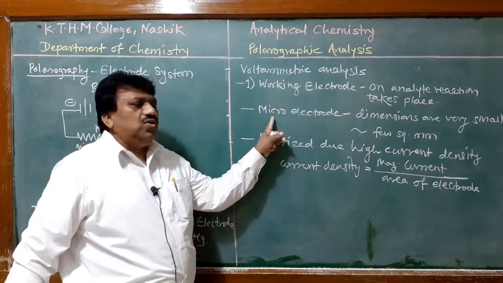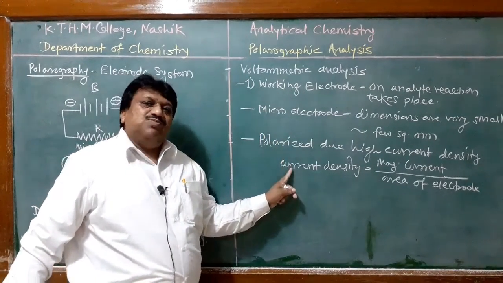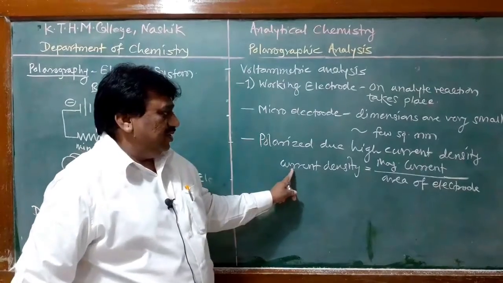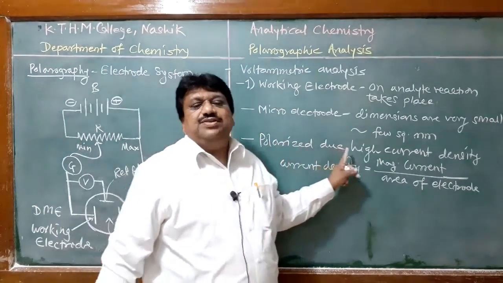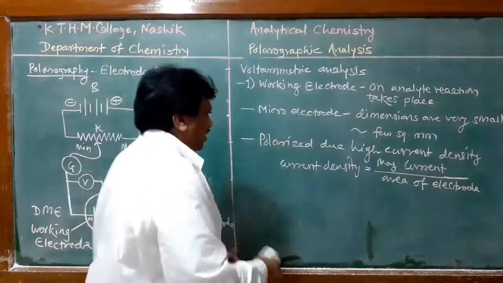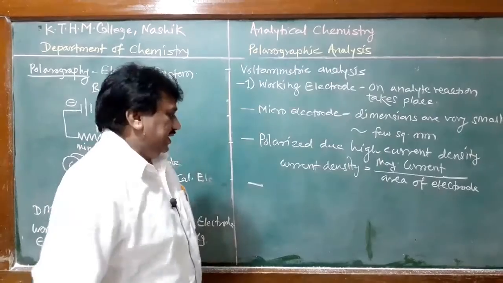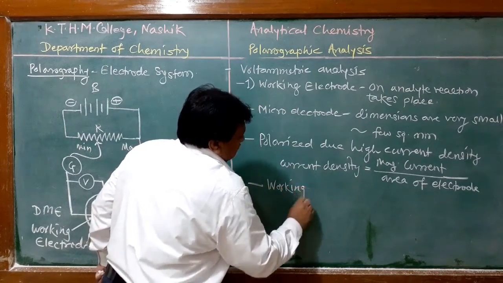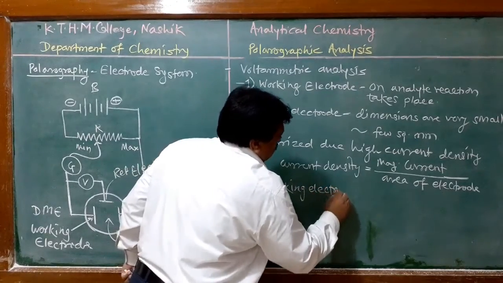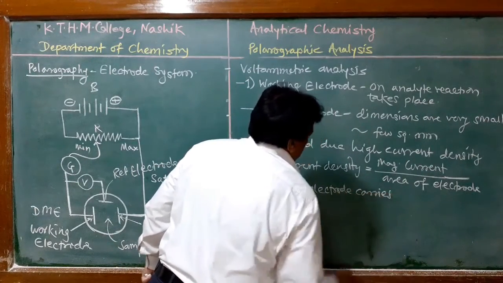Therefore, at the working electrode or microelectrode, when we apply a small potential difference, due to very high current density the polarization of this working electrode takes place. And therefore the analyte reaction takes place on the working electrode. In voltammetric work, the working electrode carries an electrolysis current.